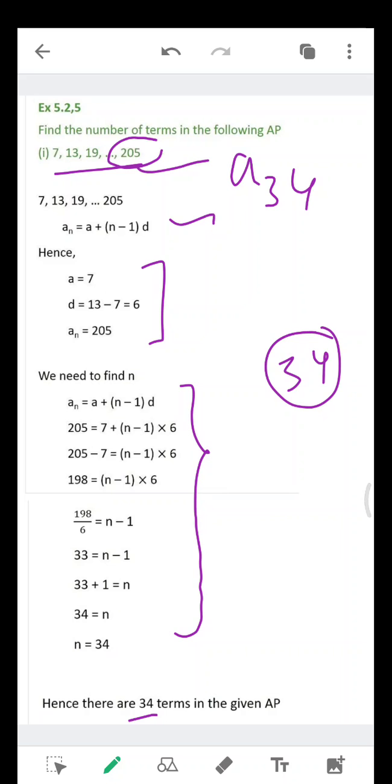205 is the last term. So that is the 34th term. So we can say there are 34 terms in this series. Very simple. So again I use the same method here.